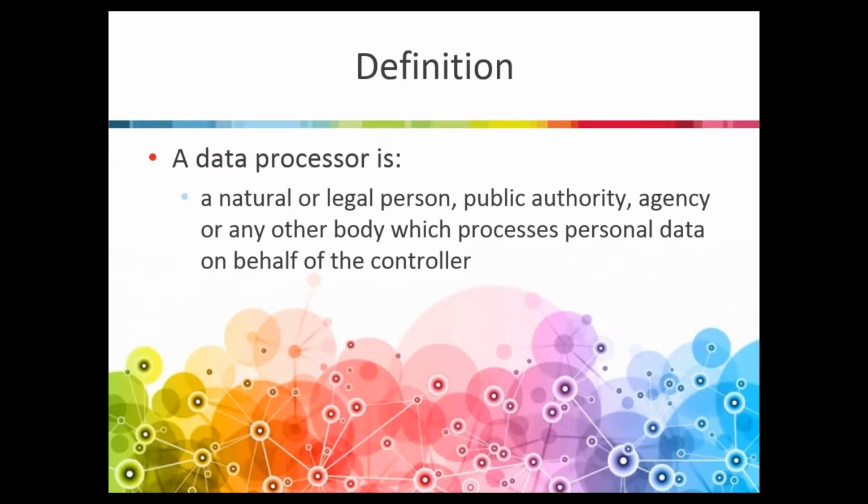A data processor is a natural or legal person, public authority, agency, or any other body which processes personal data on behalf of a data controller. We'll take a look at some examples on the next slide. The distinction is really important so that you can understand what your liabilities are under the Data Protection Act 1998 and under the GDPR. Under the Data Protection Act, there are no liabilities placed directly on data processors, but this is changing with the GDPR. And this module outlines the obligations on data processors and the matters that need to be included in any contracts between data controllers and data processors.